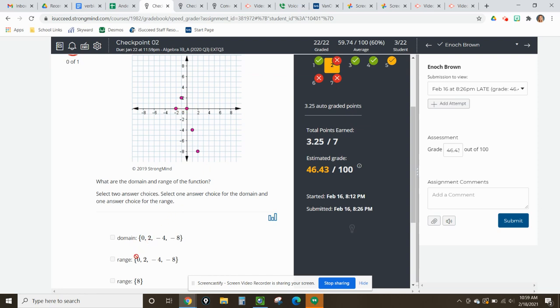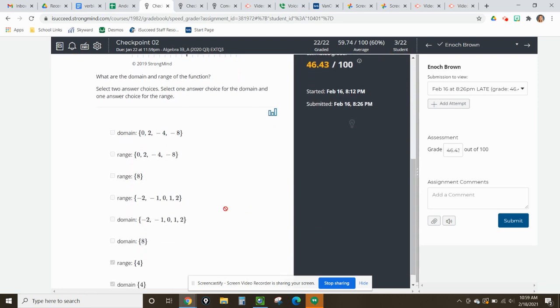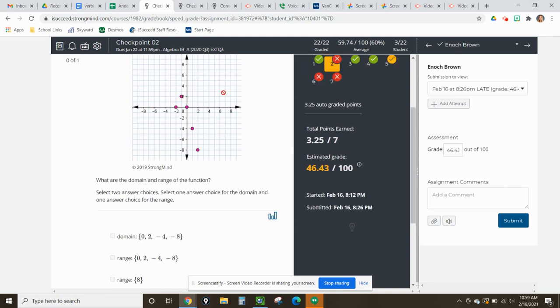So you need to come down here and find domain for those numbers that we just said right here, -2, -1, 0, 1, and 2. So this one should be selected for domain. You had just selected 4. So there is no point at 4 on the x-axis, so that was incorrect. You also have to select the range.